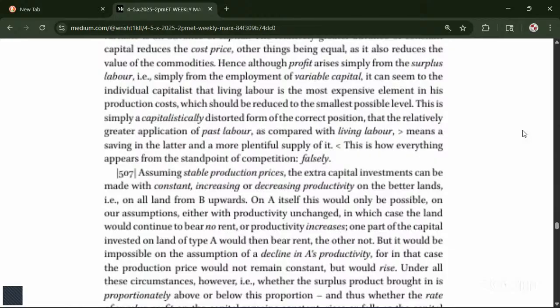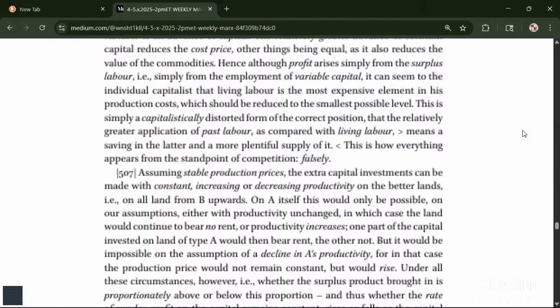Page 507, manuscript. Assuming stable production prices, the extra capital investments can be made with constant, increasing or decreasing productivity on the better lands, i.e., on all land from B upwards, the quadrant B upwards. On A itself, this would only be possible on our assumptions either with productivity unchanged, in which case the land will continue to bear no rent, or productivity increases, in which case one part of the capital invested on land of type A would then bear rent, the other not. But it would be impossible on the assumption of a decline in A's productivity, for in that case, the production price would not remain constant, but would rise.